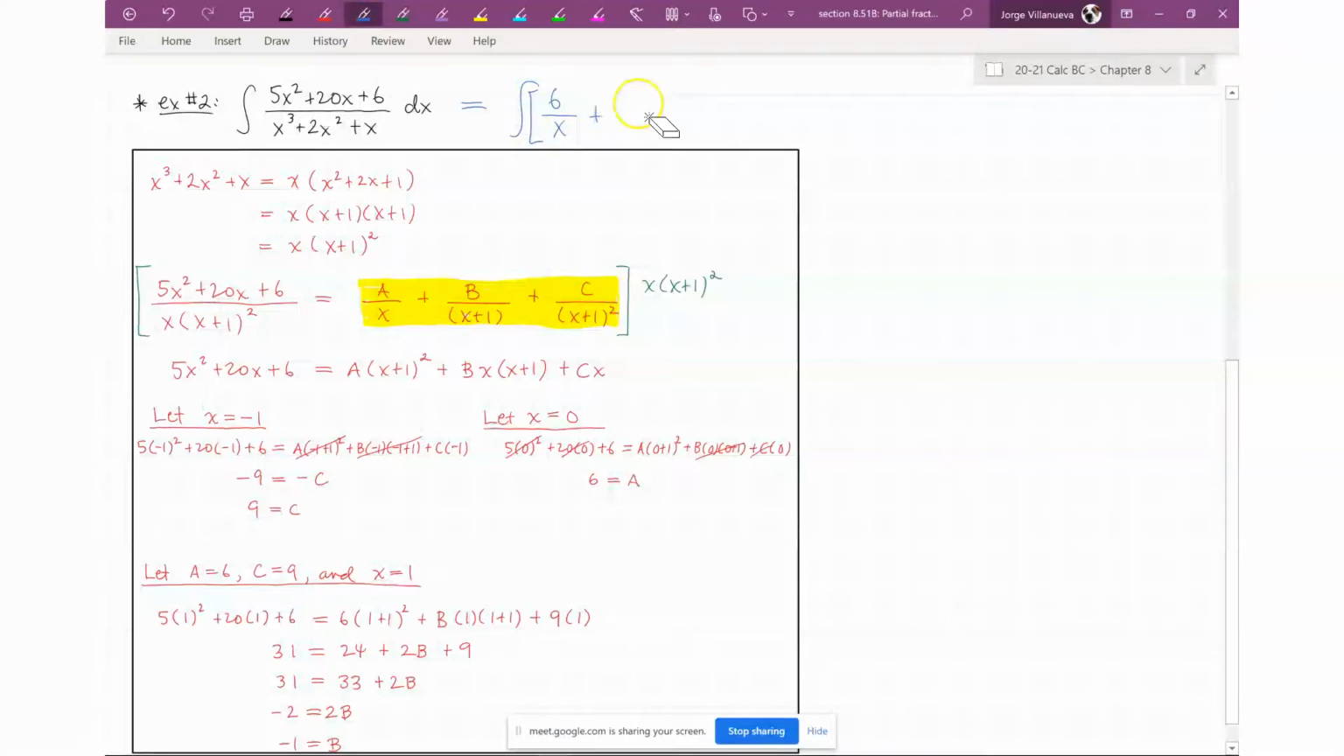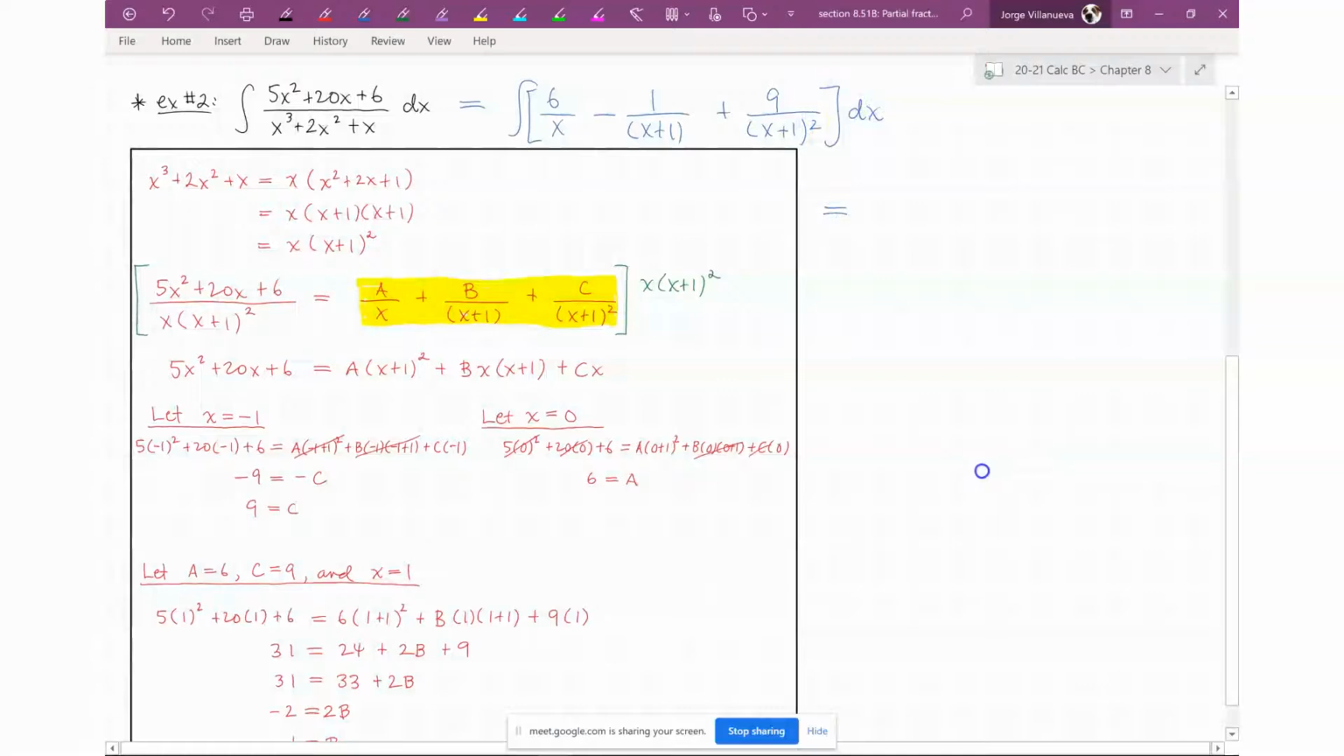Plus, my B is a negative 1, actually it should be a minus. Minus 1 over x plus 1. Now those are really easy to do in your head. Once you get good at this stuff, you can do that in your head, no problem. And then C was 9, so plus 9 over (x plus 1) squared, dx.